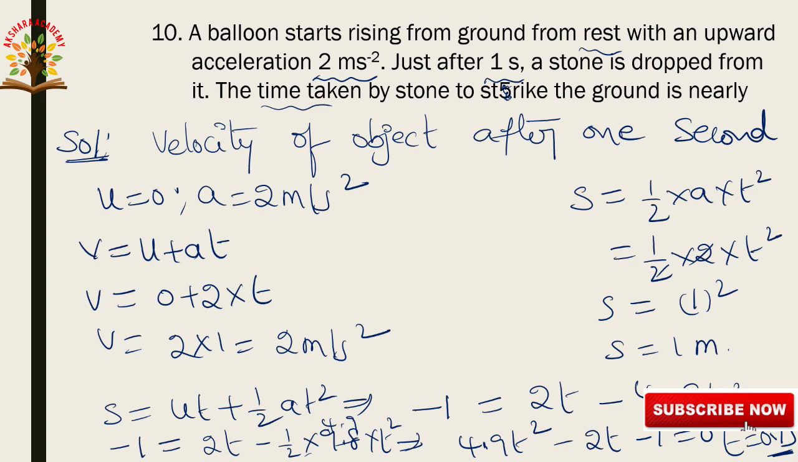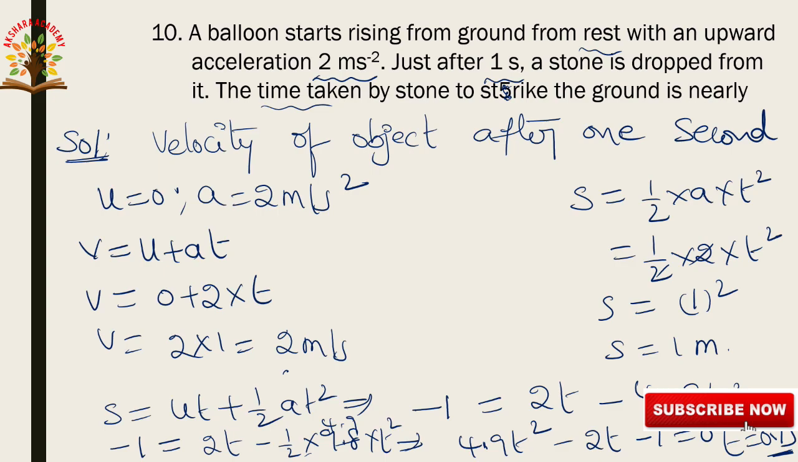Now first we calculated the velocity of the object after 1 second. U is equal to 0. A is equal to 2 meters per second square. From the first equation of motion, V is equal to U plus AT. U is 0, A is 2, and T value 1 we are substituting. So V is equal to 2 meters per second.